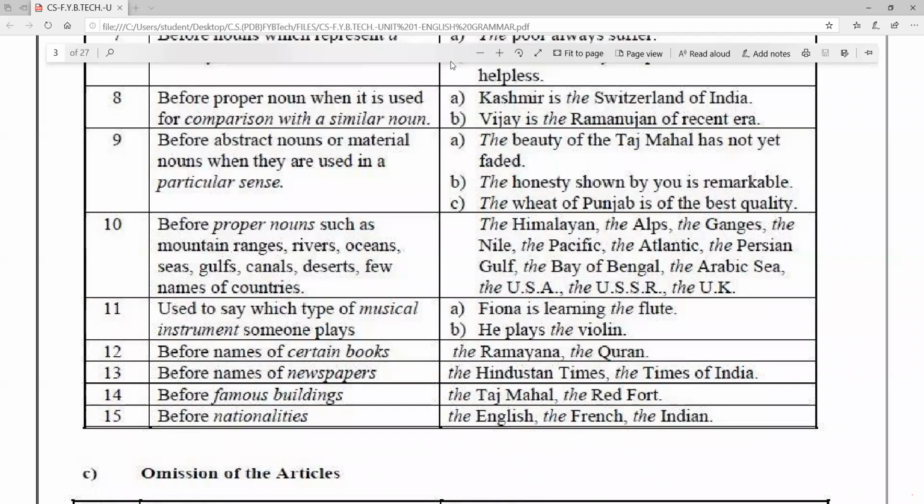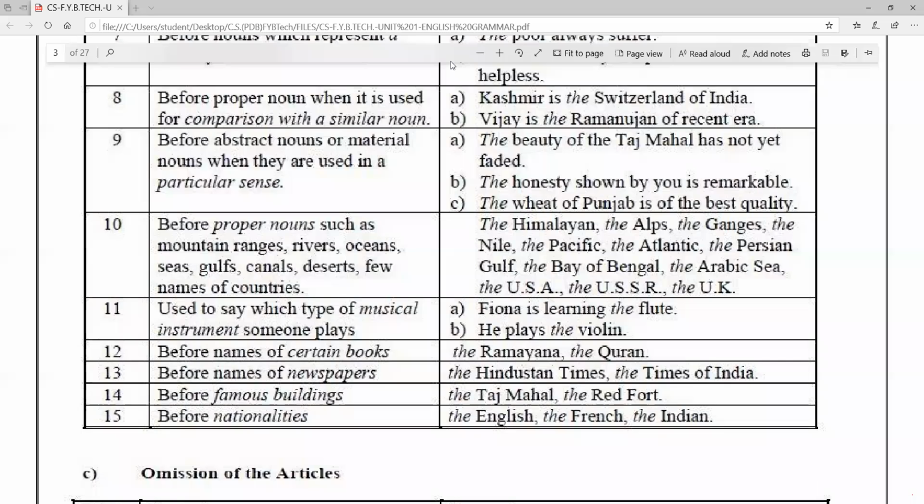The Persian Gulf means what? पर्शियाचं आखात असं आपण म्हणतो. गल्फ म्हणजे आखात, आखाती देश. Whatever the Gulf countries are there, which produce crude oil, are called the Gulf countries. Then the Bay of Bengal, Bengalचा उपसागर. Before that noun also we use the article. The Arabian Sea.